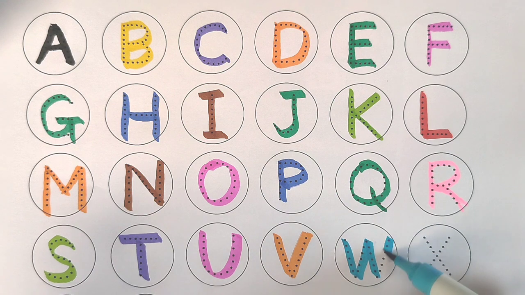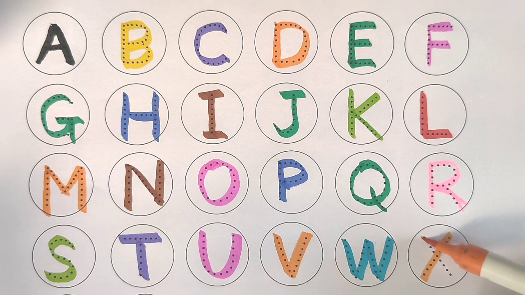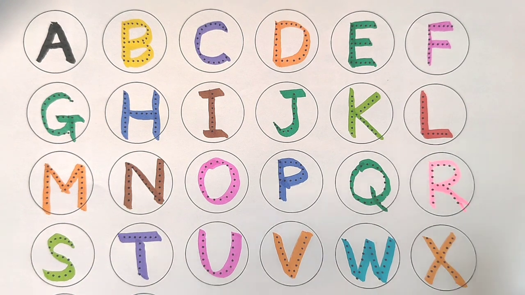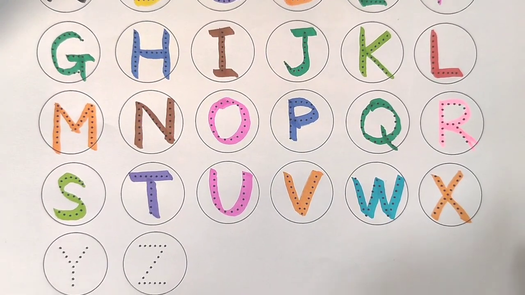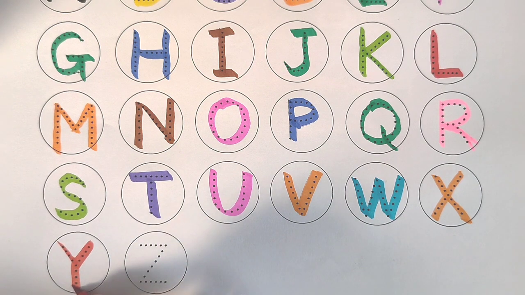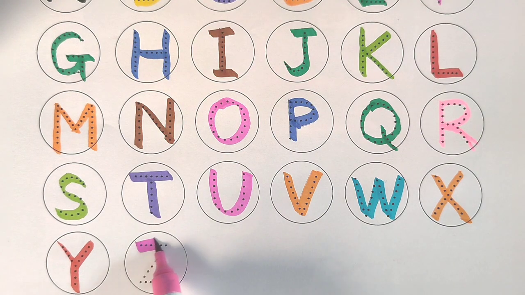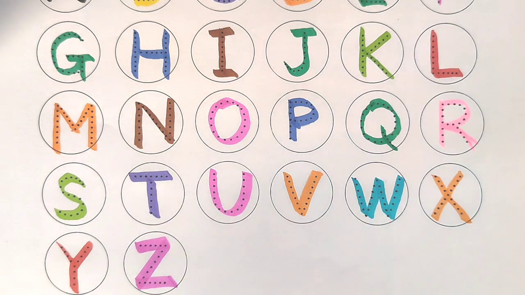W for watermelon. X for Christmas. Y is for yak. Z is for zebra.